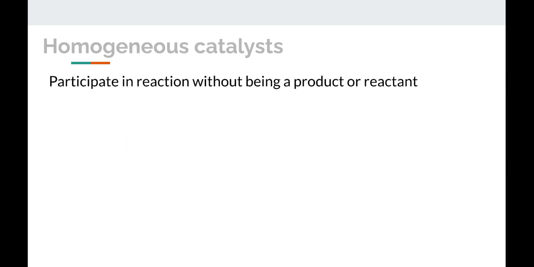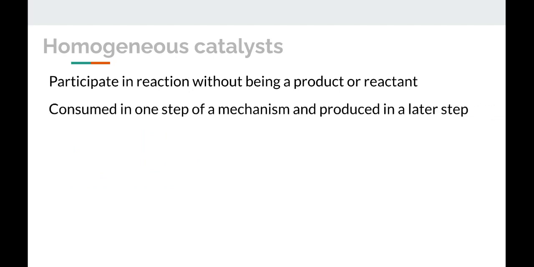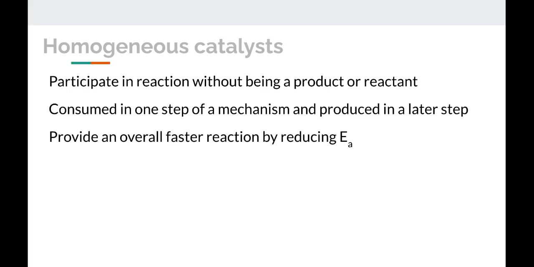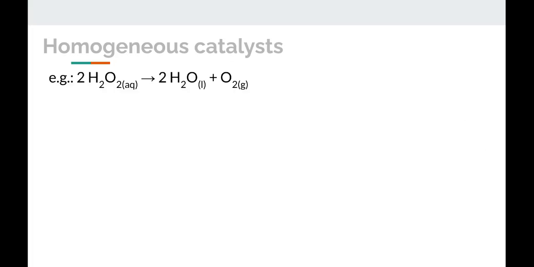They participate in the reaction without themselves either being a reactant or the product. They're consumed in one step of a mechanism, and then later on they're produced in another step. And that's a way that we can spot them in a mechanism. If we have a product in a later step that was a reactant in an earlier step, that's a catalyst. And how they increase the reaction rate is by providing a pathway that has an overall activation energy that's lower.